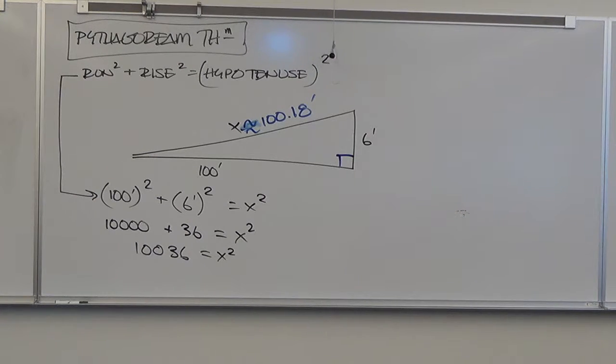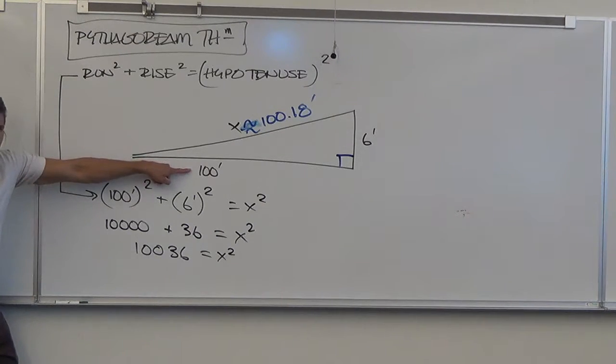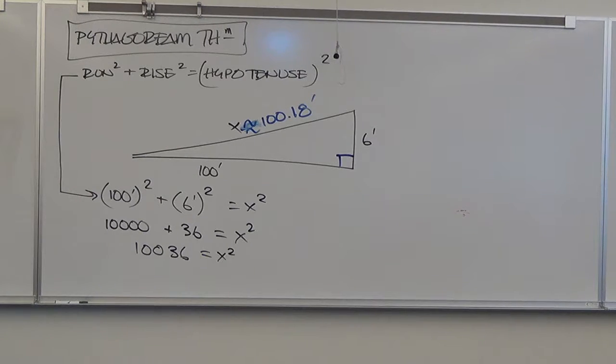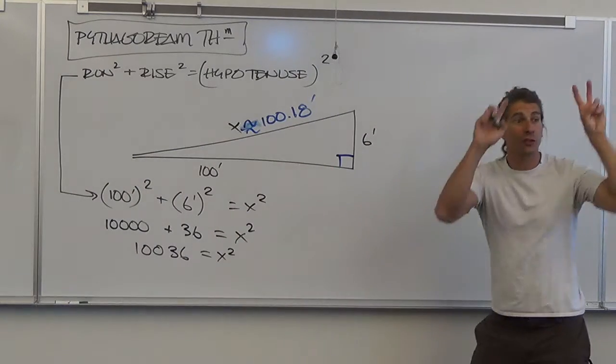Now, here's a question I have for you guys. How much different is the run of 100 feet versus the rise of 100.18 feet? It's not that much different, is it? As a matter of fact, if you were to calculate the grade based on the hypotenuse, what would you get? So what I like to call this the wrong way.